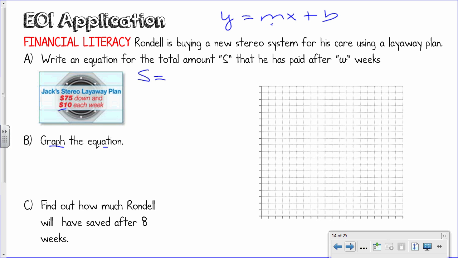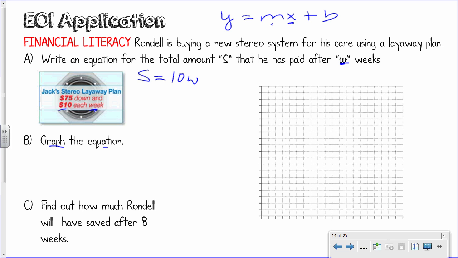What's my rate of change here? How's it changing? $10 each week, right? So 10 X, or 10 what? 10 W. Because it says so, we're going to use W for the weeks. But I still know in the back of my head that W can be replaced with what? X. You guys with me on that?